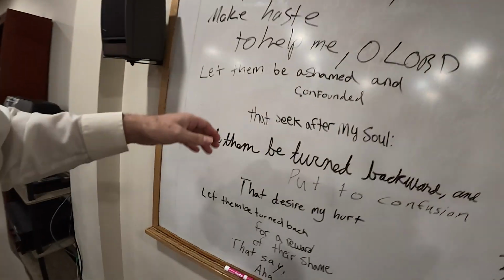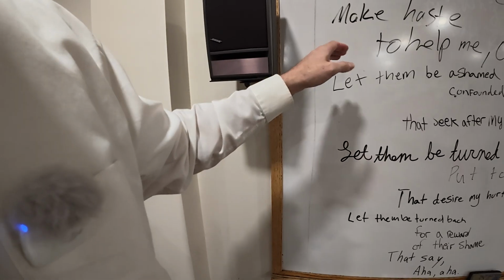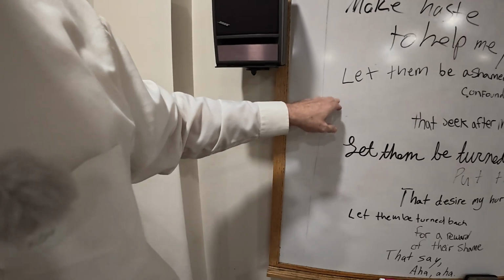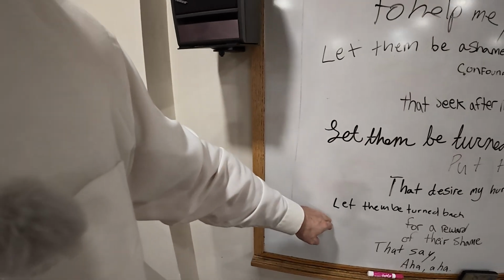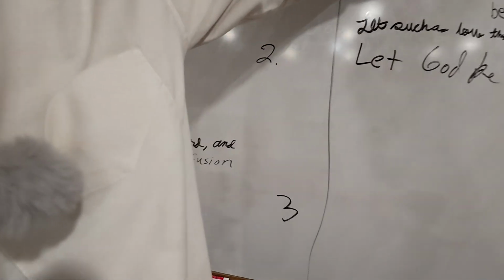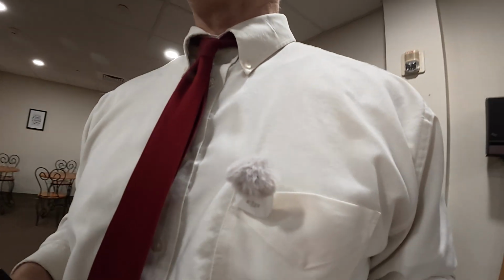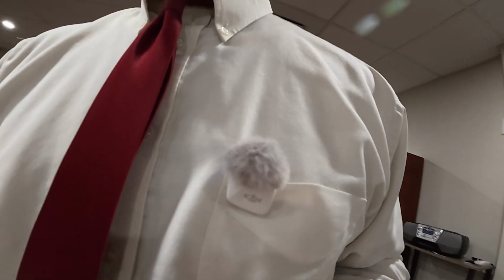Okay, so just a review before we get to verse 5, what do we have? We have imperative verb, and then we have the exact same imperative verb: let them, let them, let all those, let such, let God. So you can't get a more consistent pattern than all that. Now we come to verse 5.